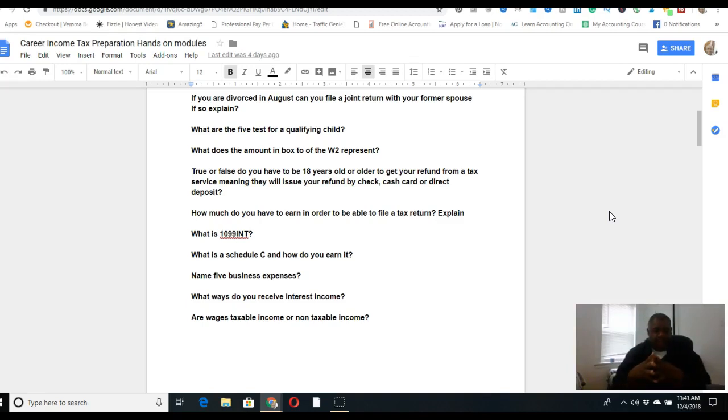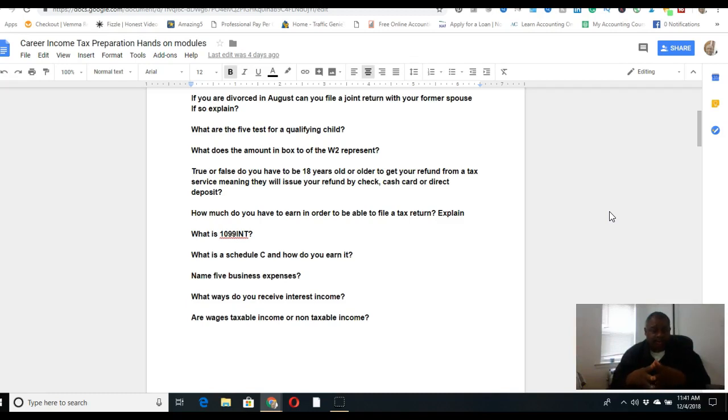The next question says, what ways do you receive interest income? And again, the ways you receive interest income will be through a savings account that grows interest, a checking account that grows interest, a money market account that's interest based, or different types of financial products that have an interest tied to them. That is the way you receive interest when it comes to that question. The next question is, are wages taxable income or non-taxable?